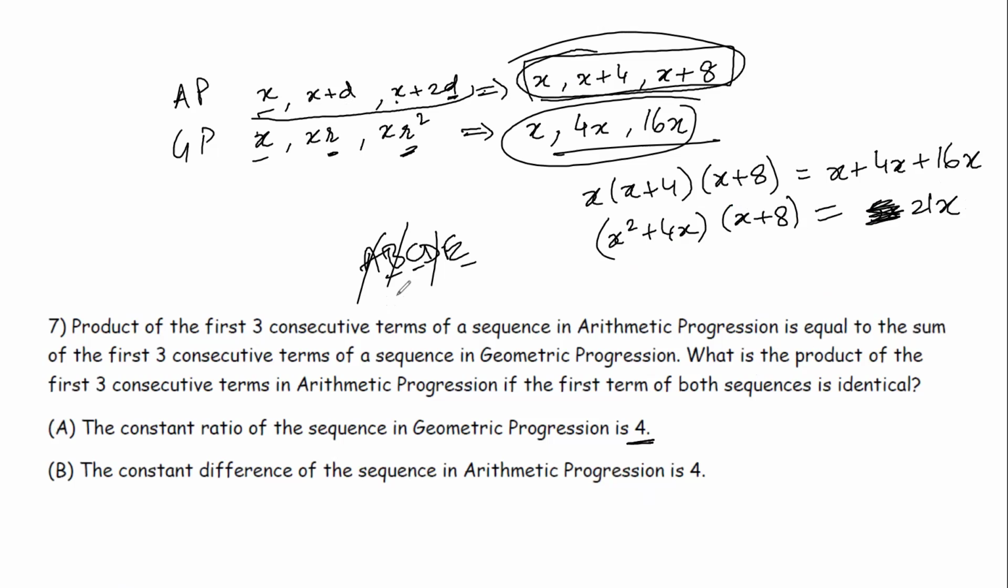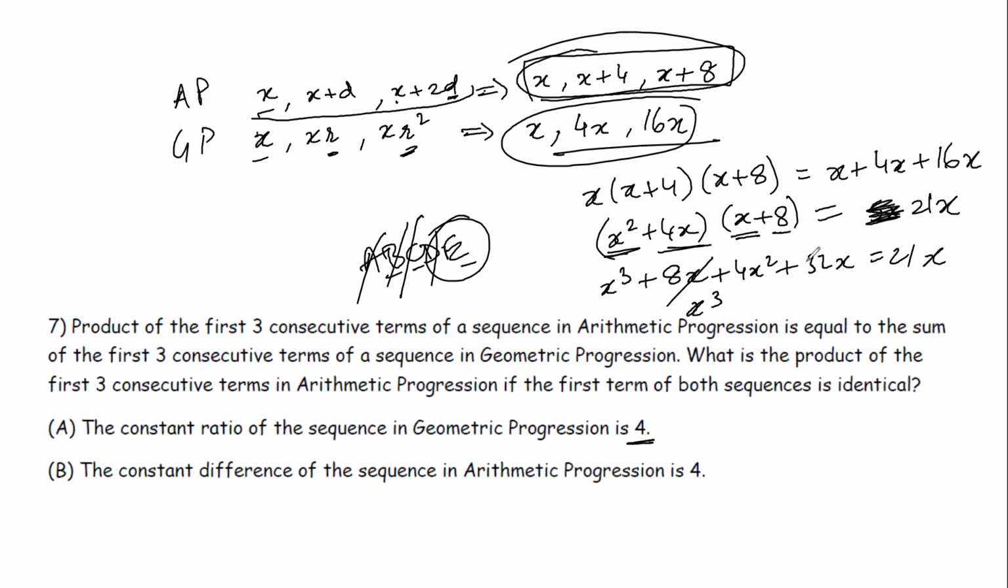So again, it's a trap question. It seems you get the answer, but no, you don't get the answer. You know why? Because you're getting two different products. Let's solve this and show it to you. So x square into x is x cube. x square into 8 is 8x square. 4x into x is 4x square. 4x into 8 is 32x, which is equal to 21x. So now we got x cube, 8x and 32x is 40x, minus 21x plus 4x square is equal to 0.